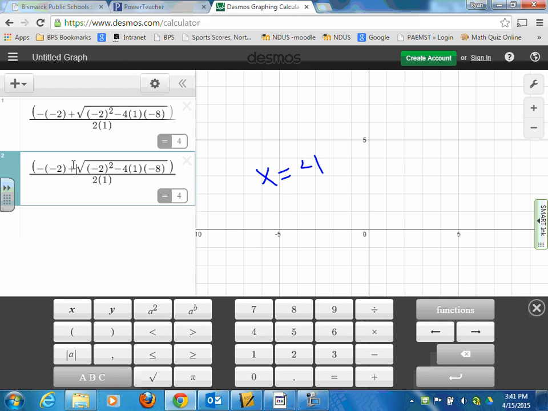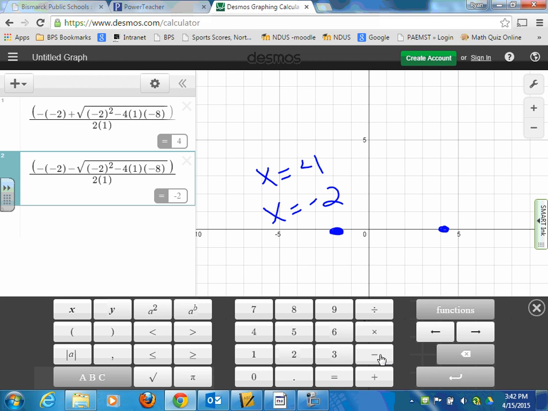So the blinky light, the cursor, is there. Go back one. Change that to a negative sign. And boop, my second answer shows up as x equals -2. So what does that mean as far as a parabola goes? That it crosses at 4. It crosses at -2. And that gives you a good idea of what the parabola looks like.